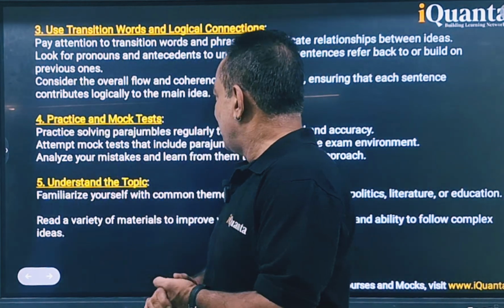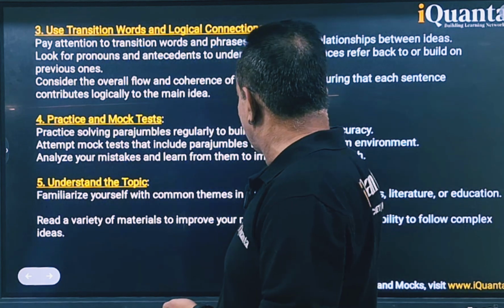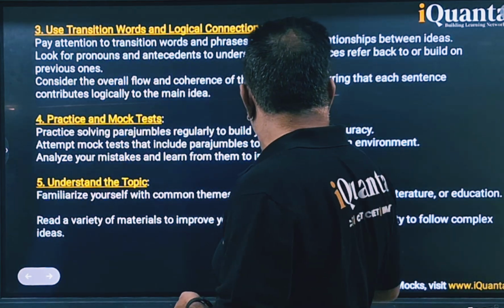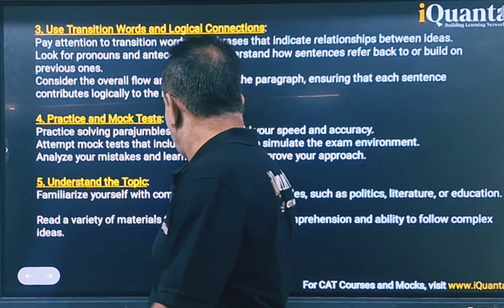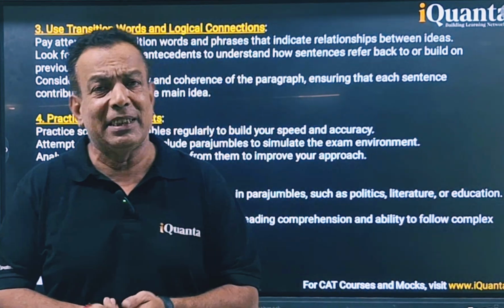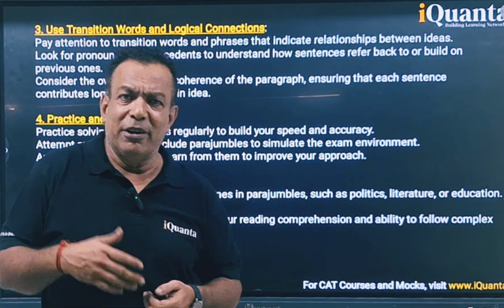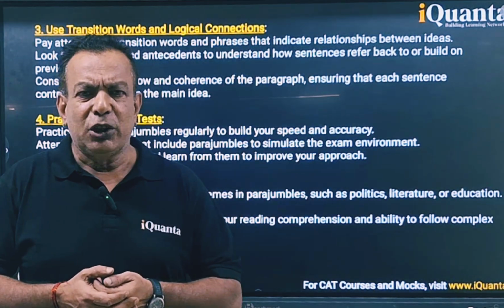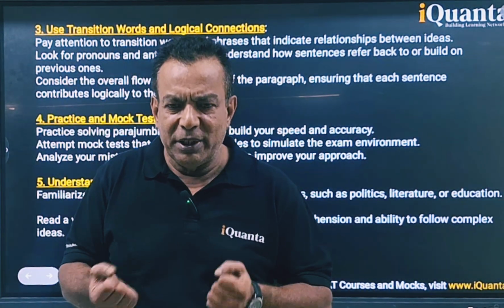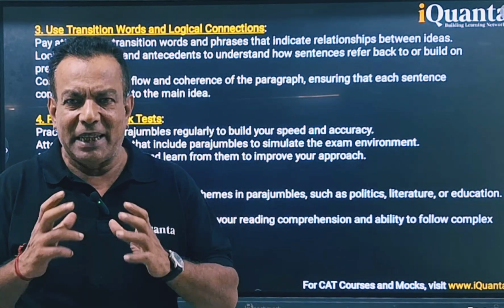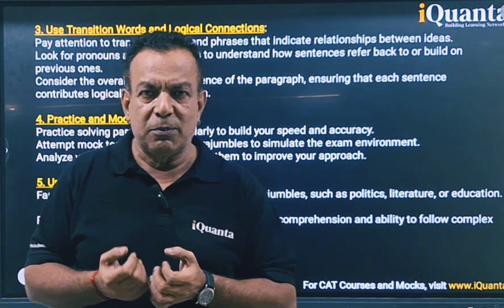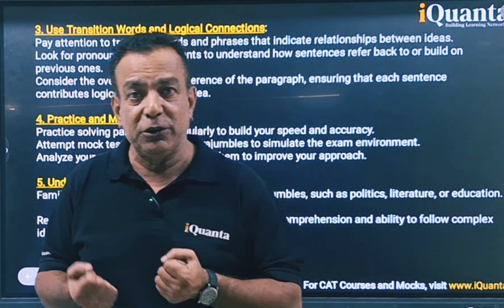Next, understand the topic. Familiarize yourself with common themes in parajumbles such as politics, literature, or education. Read a variety of material. So basically, you have to read a lot of things anyway in CAT for reading comprehensions as well. So you keep reading, you read quickly, you try to basically understand the passage or the paragraph as quickly as possible so that you'll have time to answer the questions.